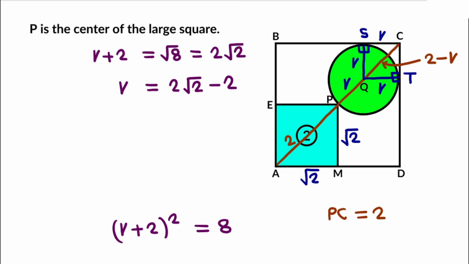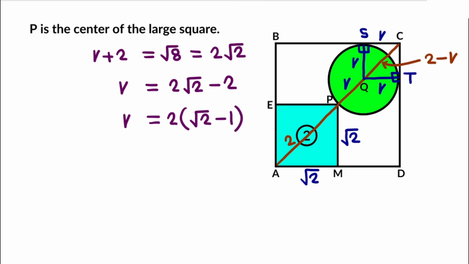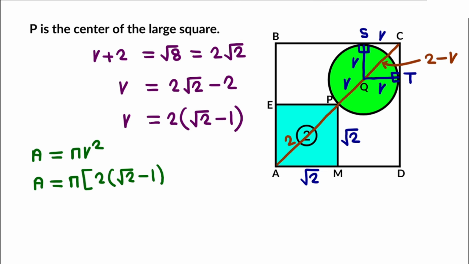Let's factor out a 2. So the radius is 2 times the quantity square root of 2 minus 1. And now the grand finale. We can finally find the area of the green circle. The area of a circle is pi times the radius squared. So area equals pi times the quantity 2 times the square root of 2 minus 1 squared.